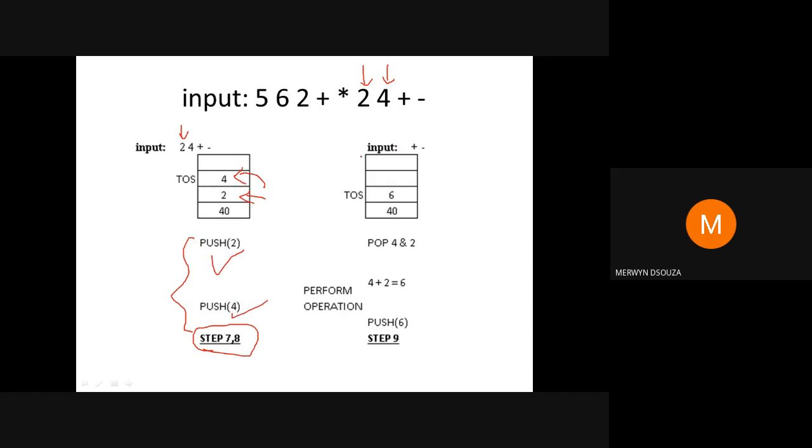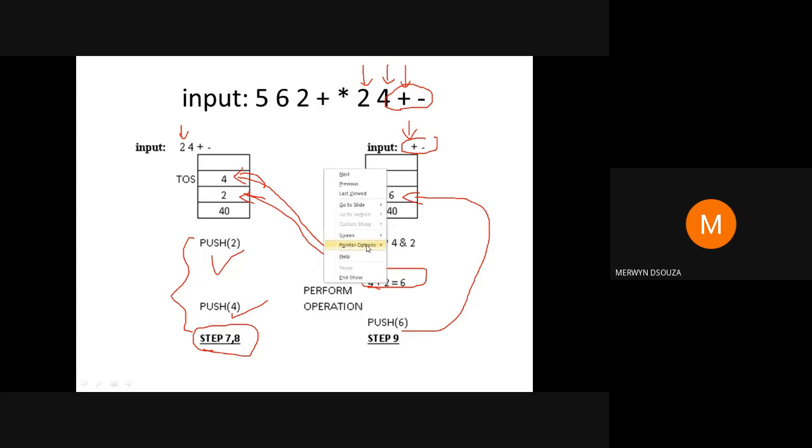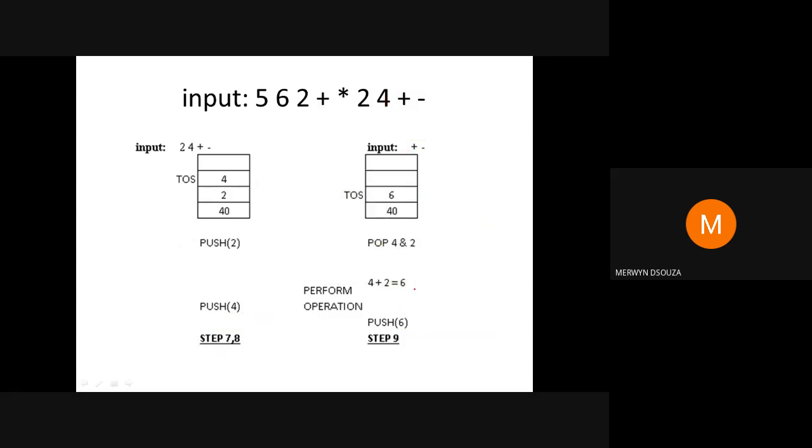After doing that, what remains? Plus remains. These two remain, plus and minus, so that is shown here. Now I am dealing with plus. It's an operator. So what I will do is pop the top two values and perform the operation. So 4 plus 2 you will get 6. Then you will push the answer back onto the stack. Just applying the algorithm we've understood previously, it is easy. Then what remains now?